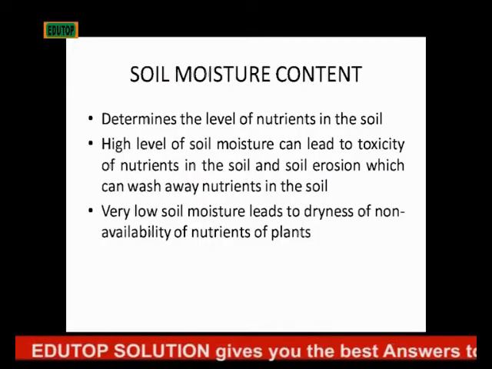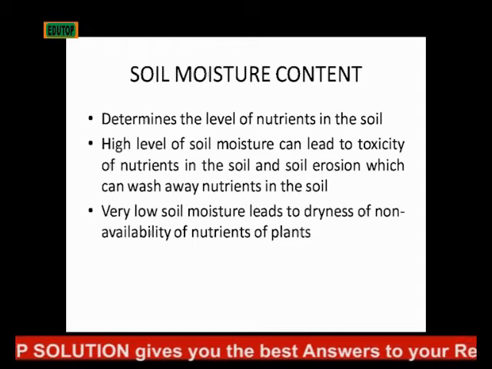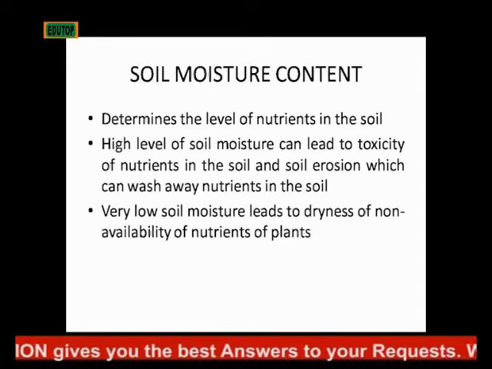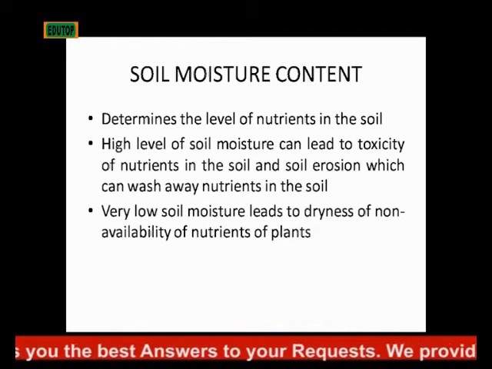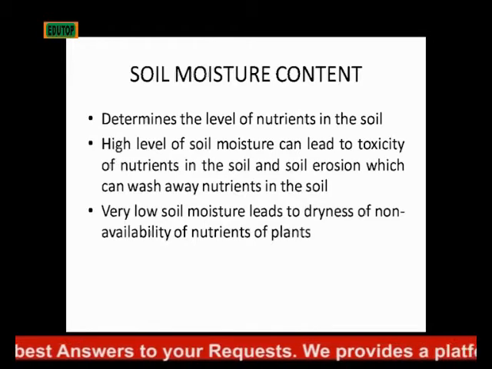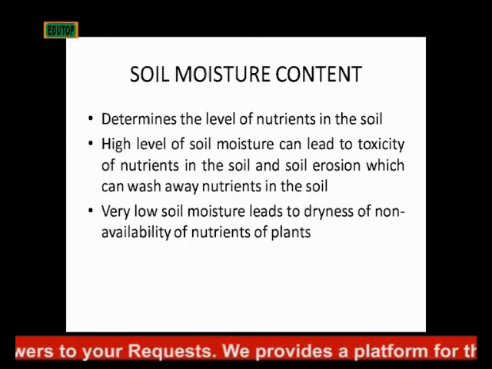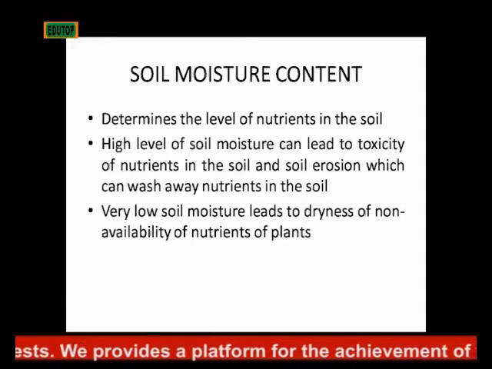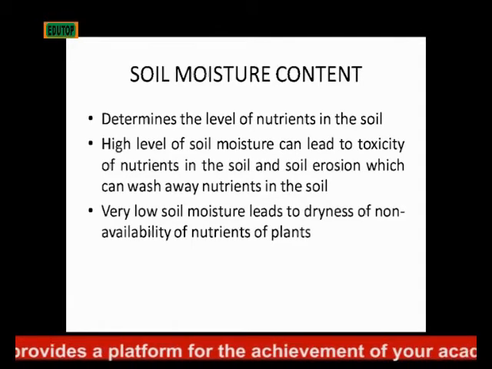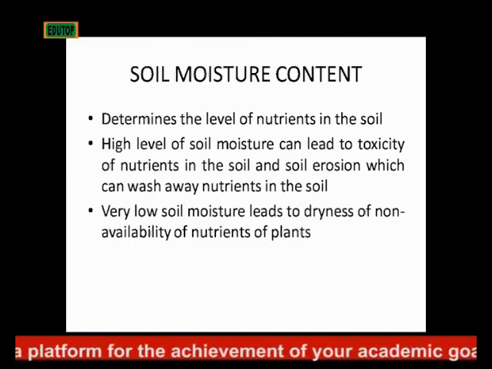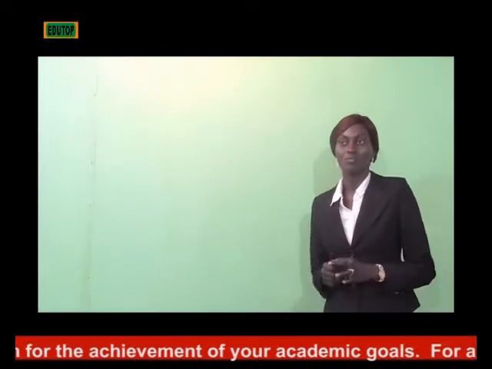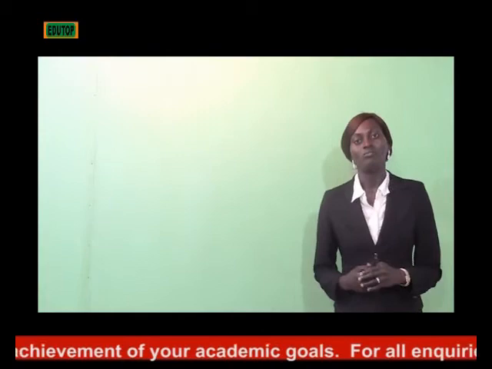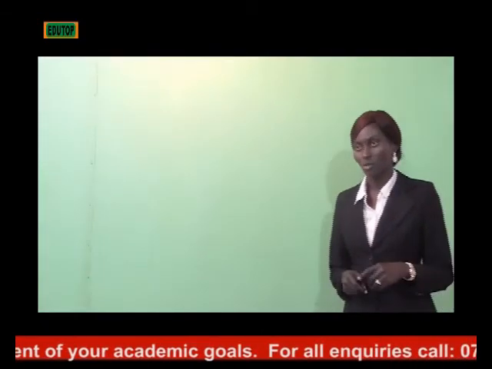So when you have high soil moisture content in your soil, it can lead to toxicity of nutrients in the soil and soil erosion, which can wash away the nutrients of the soil. On the other hand, when you have very low moisture, it leads to dryness in the soil and non-availability of nutrients to plants. So your soil moisture content must be balanced, which will help the nutrient availability in the soil.